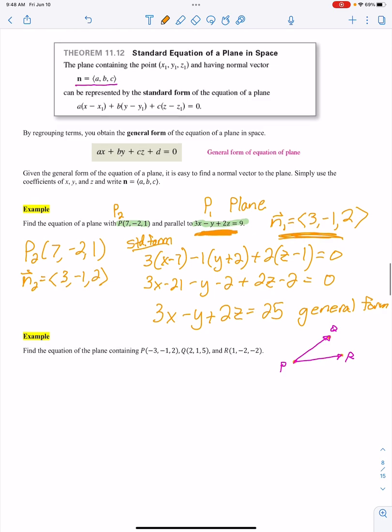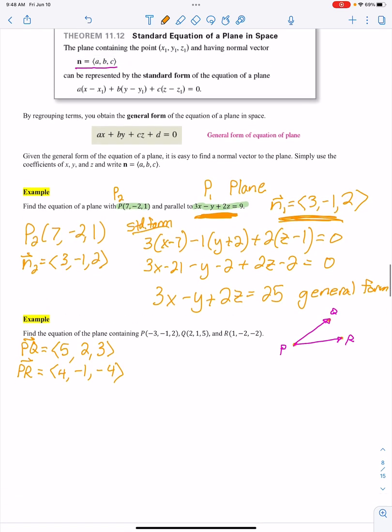So to begin, I need PQ. I've got to have a vector, not a point. So for PQ, I take Q minus P. So I got 2 minus a negative 3, that's 5. I got 1 minus a negative 1, that's 2. And then 5 minus 2 is 3. I also need PR. And we use that same thing, R minus P now. 1 minus a negative 3 is 4. Negative 2 minus 1 is a negative 1. And then negative 2 minus 2 is a negative 4. Right? And then we get to cross these things.